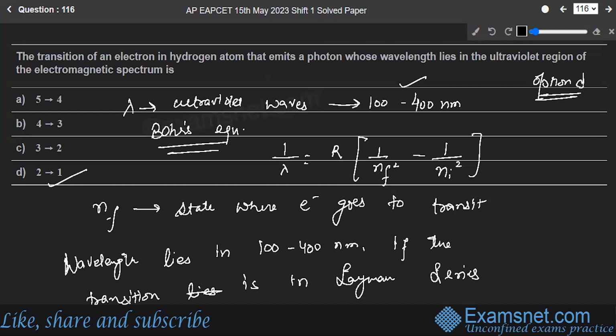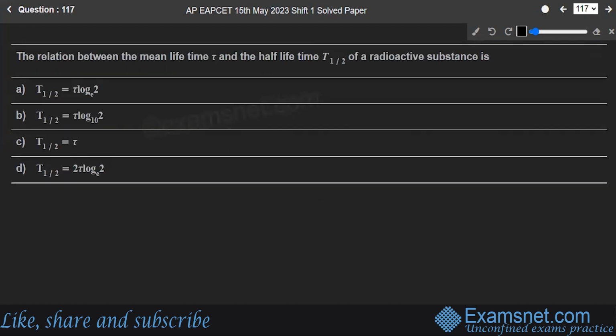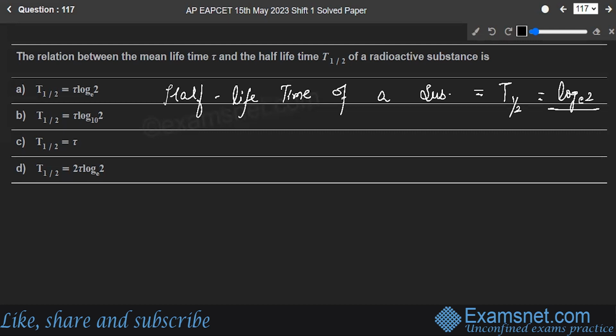Hope you got that. Next is question number 117. It says the relation between the mean lifetime and the half lifetime of the radioactive element is. Okay. So let's write down first. The half lifetime of a substance is given by T1 by 2 is equal to log 2 to the base e upon lambda. This is your decay constant. Also, the mean life.